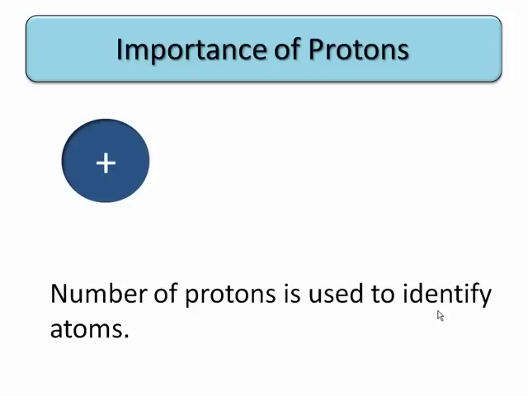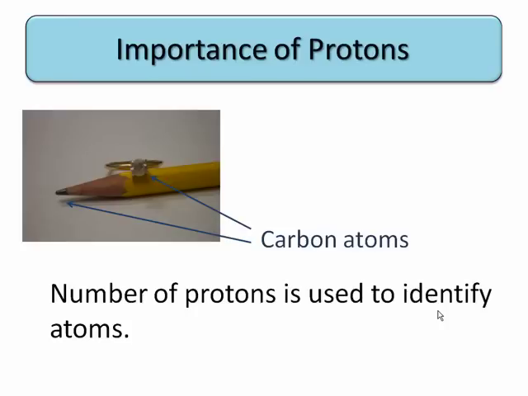The number of protons in a nucleus is used to identify and name an atom. For example, consider a sample of carbon atoms, either like the carbon in diamond or the carbon in graphite pencils. Within these samples, every atom that's called carbon has 6 protons. Any atom that has a different number of protons will not be carbon. And this is what we mean when we say that the number of protons helps us identify an atom.